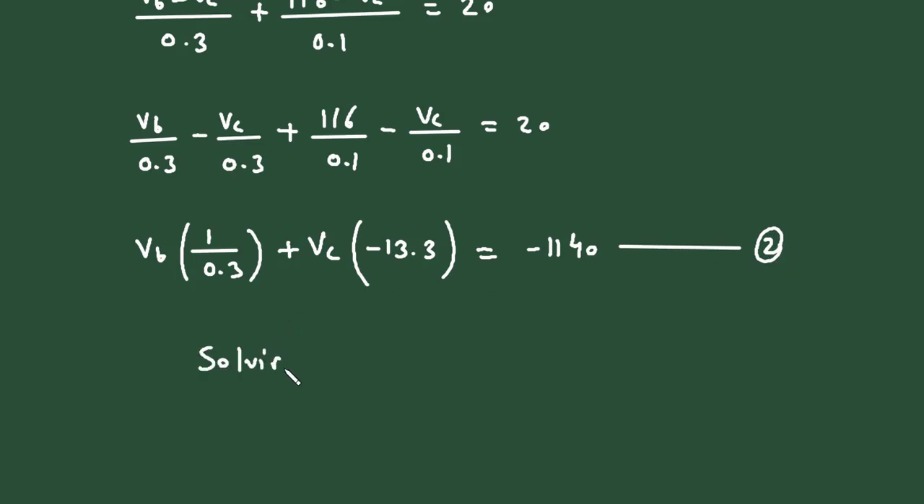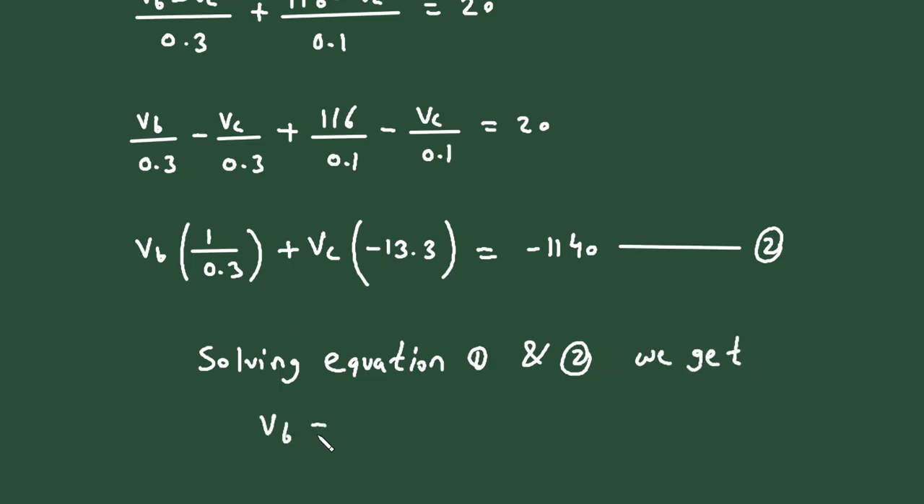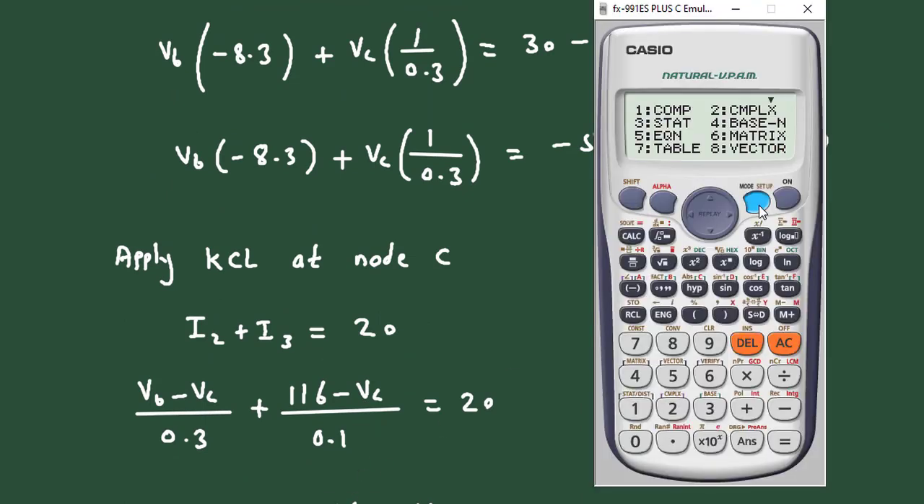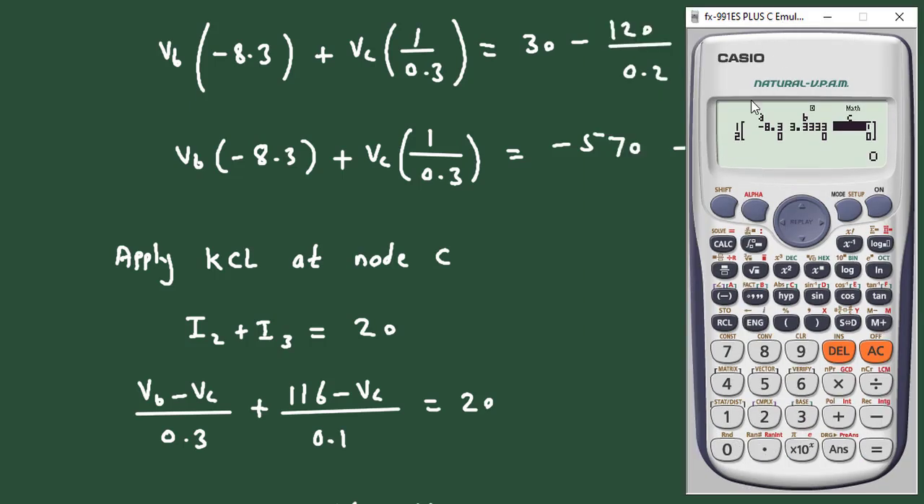So solving equation 1 and 2, we get VB and VC. So let's solve in the calculator. So mod 5 and 1. So it will be minus 8.3, 1 divided by 0.3, equal to minus 570.